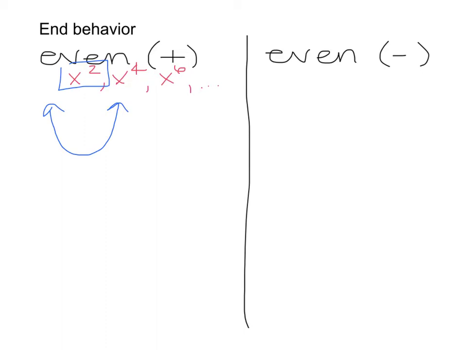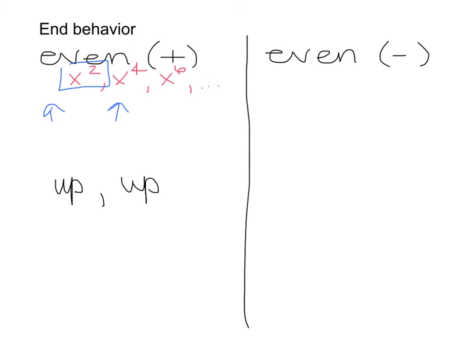So again, I said that it was the end behavior, so we only care about what's happening at the ends. So I'm going to go ahead and erase all of this in the middle. Since the arrow on the left is pointing up, the end behavior is also up. Since the arrow on the right is pointing up, the end behavior is also up.